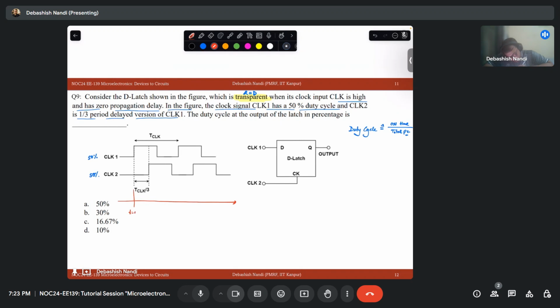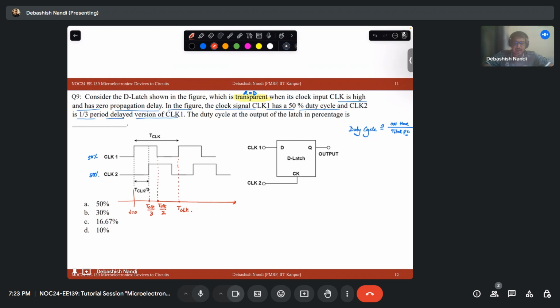But you can see that if I draw a time scale, this is t equal to 0, this is T clock by 3, this is T clock by 2, this is T clock.